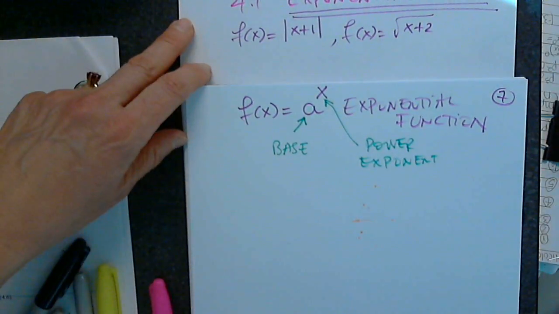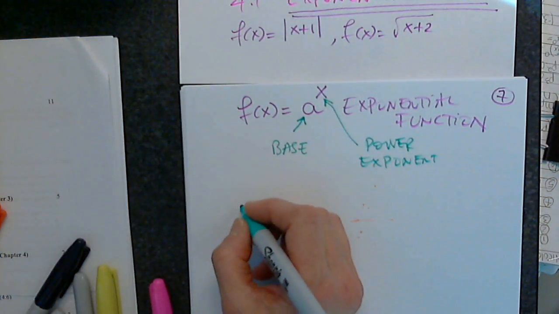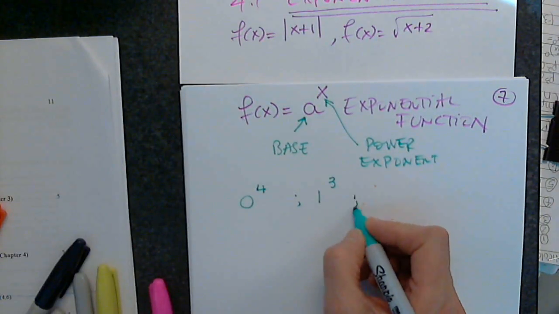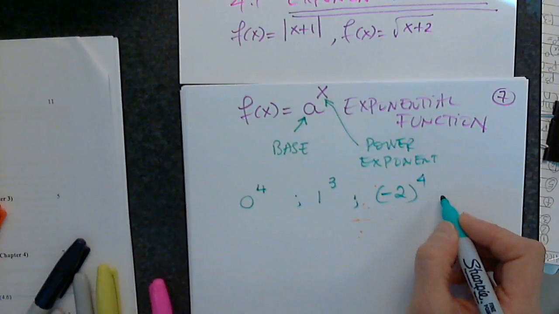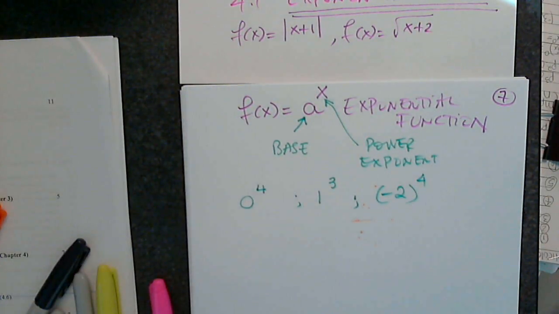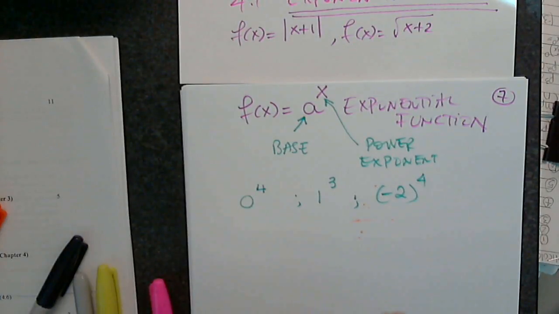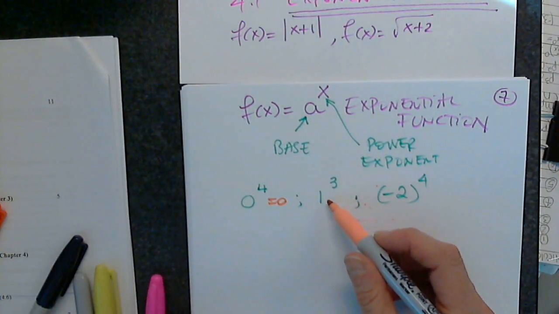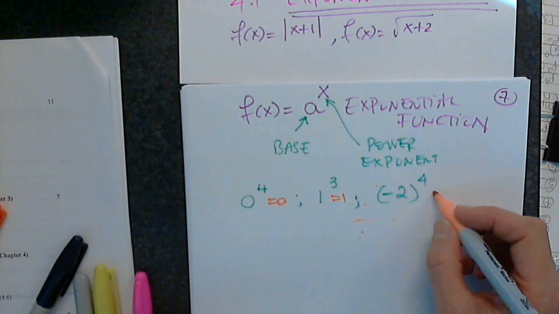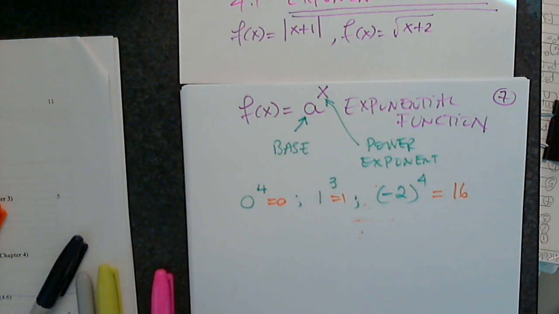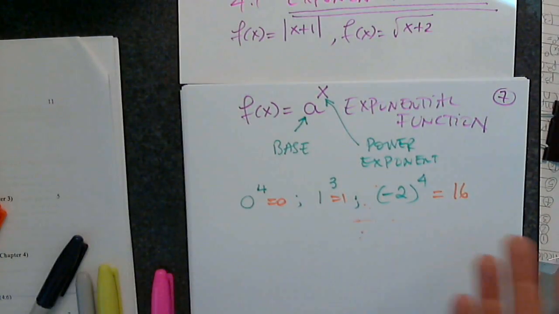Before we talk about the base, I have a question for you, or several. Can anyone give us the answer for 0 to the 4th power? 0. Can anyone give us the answer for 1 to the 3rd? 1. And can anyone give us the answer for negative 2 to the 4th? 16. So they're all possible, right? I can raise 0 to a power like that. I can raise 1 to a power, and I can raise a negative number to a power.